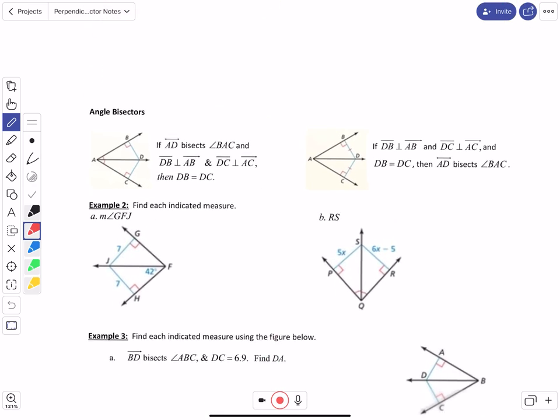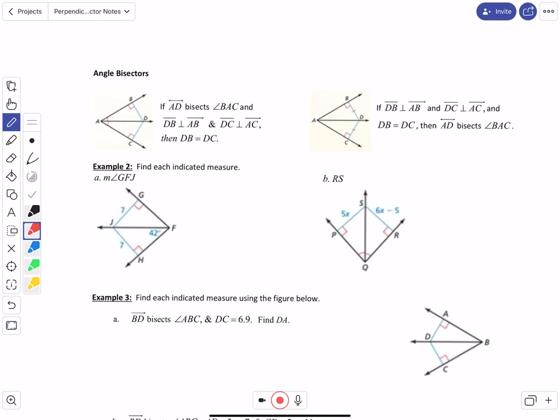Okay. So then we get to angle bisectors. It says if AD bisects angle BAC, what that means is that these two angles here are going to be congruent. And DB is perpendicular to AB, and DC is perpendicular to AC. Then DB equals DC. So we know that these two lines are congruent.